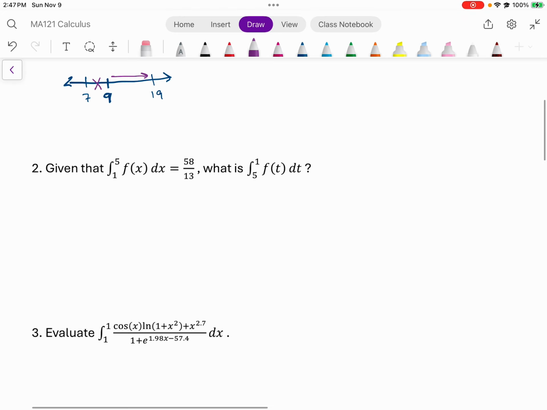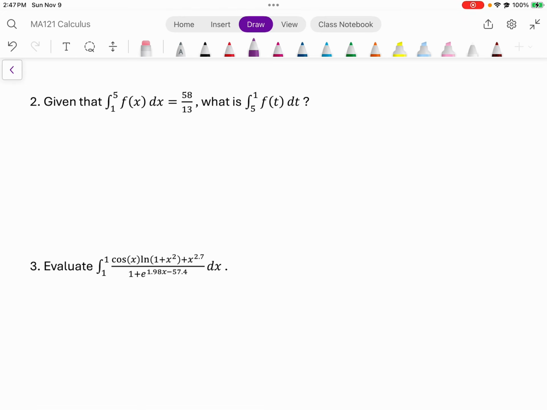Okay, let's try another one. Given that the integral from 1 to 5, in other words, the area under the curve of f of x from 1 to 5, is 58/13, what would it be if we went from 5 to 1? So pause the video, give that one a try. All right, hopefully you remember one of those properties was if you go in the opposite direction, you're just going to get the negative value. Okay, it's just going to be negative.